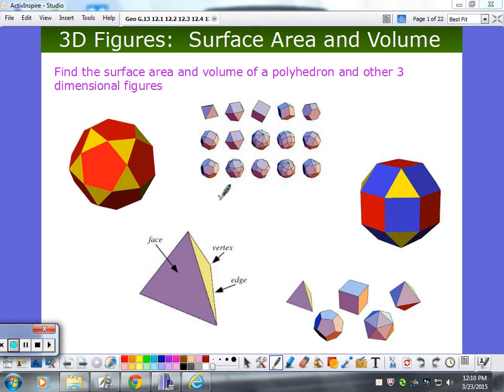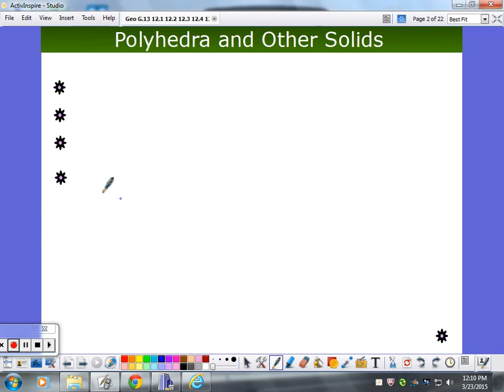Today, we are learning a little bit about 3D figures, shapes, solids, surface area and volume. Surface area and volume, that's what we're going to be focusing on today. So, just a little bit of background.